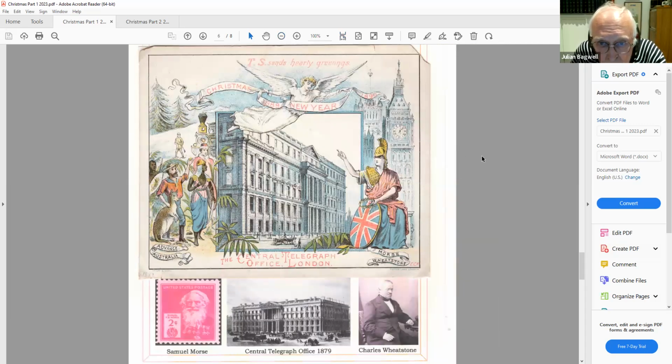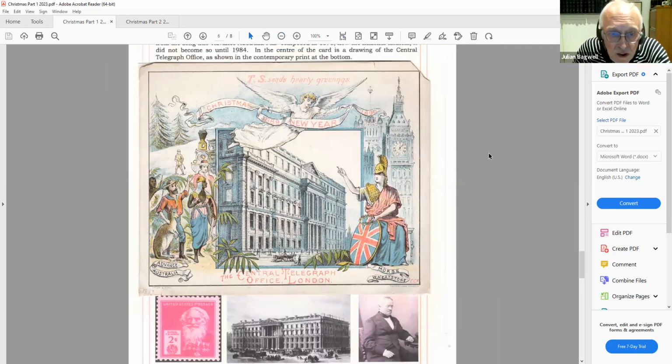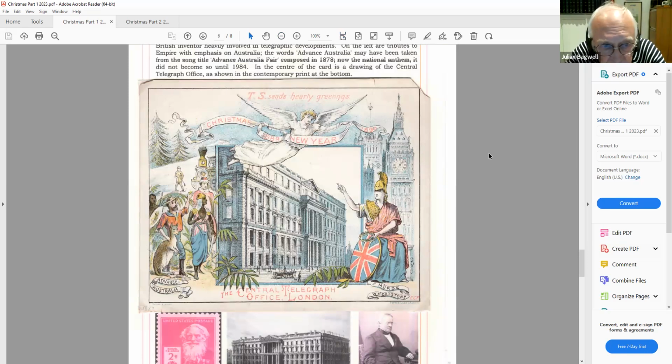This was post offices wanting to encourage Christmas for obvious reasons. And this was a postcard sent by the Telegraph Office in central London. And they would have sent these to all sorts of other offices. It's an interesting card. This is in 1889. This is a picture of the Telegraph Office on the card.